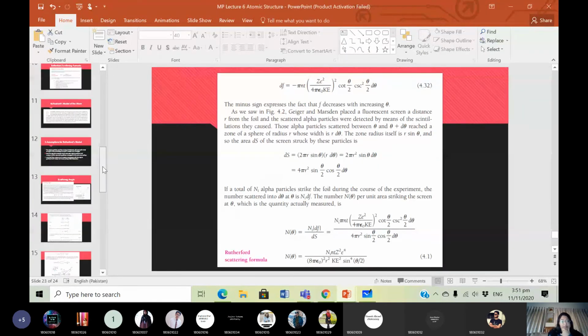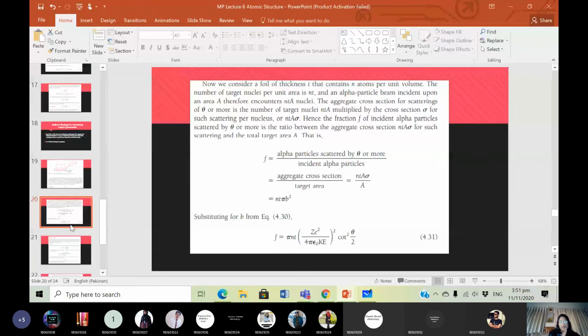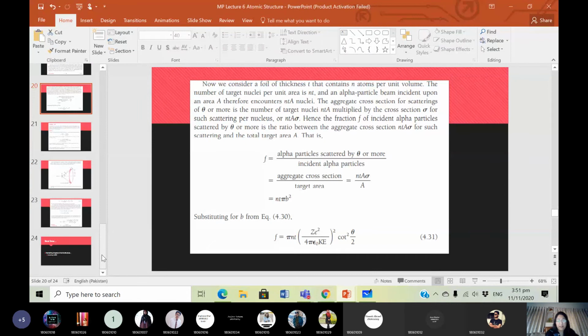Are there any questions regarding anything we have done so far, the Rutherford scattering derivation that we have not yet completed? So far, we have basically done up to here, which is the expression for B, the impact parameter, in terms of theta, and the cross-section. So from slide 20 we will continue in the next lecture, okay? Any questions?